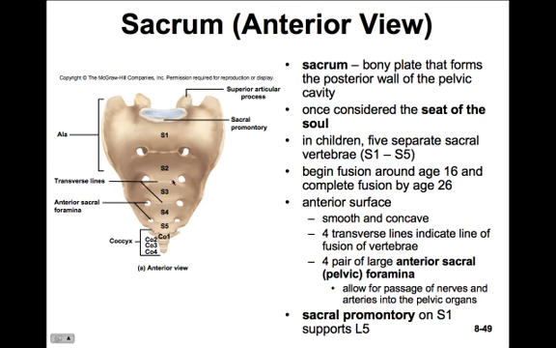It has 4 transverse lines that indicate where the vertebrae have fused together. There are 4 pairs of large anterior sacral foramina. These are the anterior sacral foramina, and they allow the passage of the nerves and arteries into the pelvic organs. The sacral promontory is located on S1 and supports L5. So this is the sacral promontory.